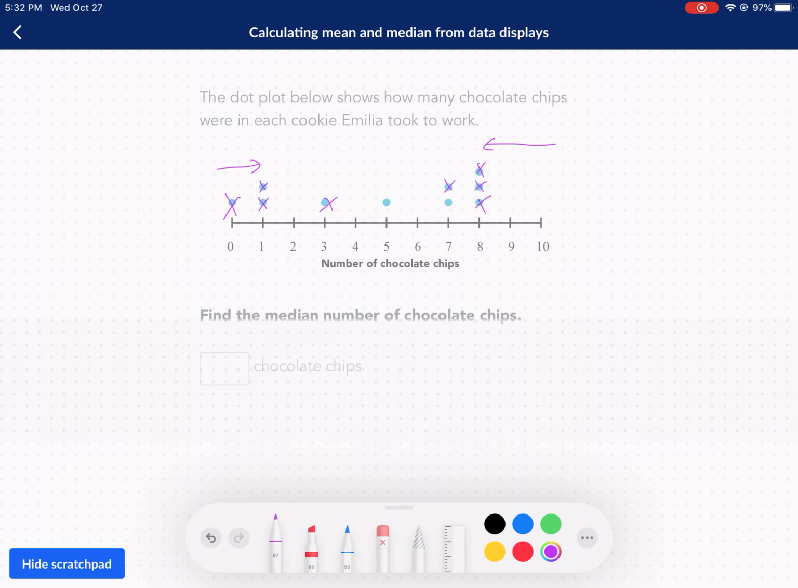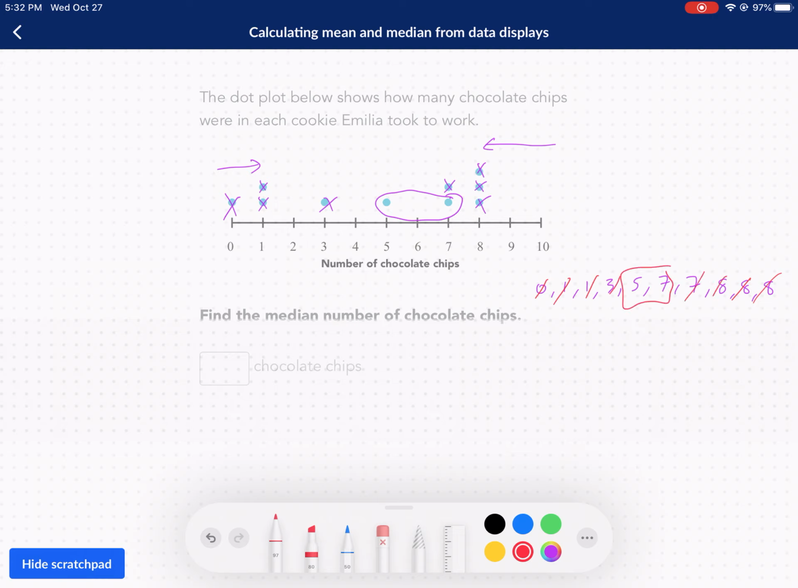Ooh, this one's different because we're going to land on 5 and 7. I'm going to show you another way in a second when I put it in the data set. So we have 0, 1, 1. Those are my values. 3, 5. This is my preferred method. 7, and then we have 3 8s: 8, 8, 8. So again, I can cross off left, right, left, right, left, right. I just think this way is a little more organized, and we land on 5 and 7.